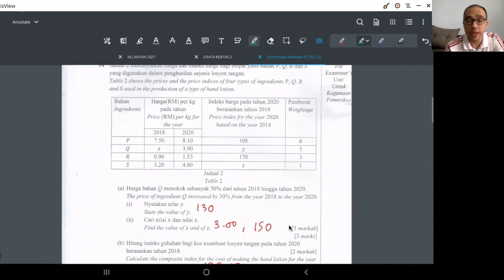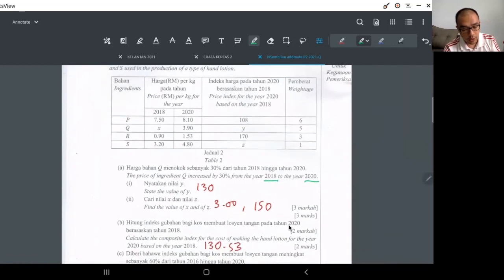There's nothing really much to this. This is actually pretty easy also. Okay, price of ingredient Q increased by 30% from the year 2018 to 2020. So the value of Y will definitely be 130 because of the words increased by 30%. Okay, so once you have the Y 130, then we have X and we can find Z from there.